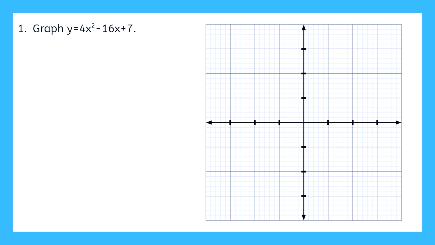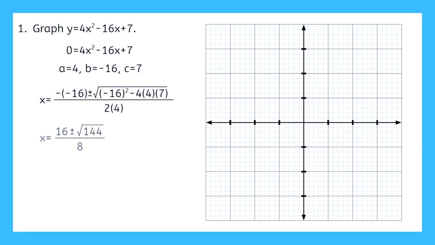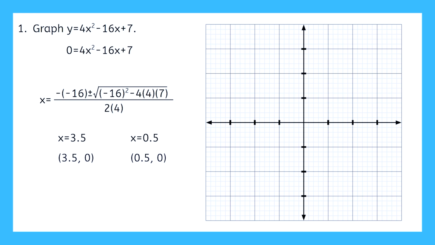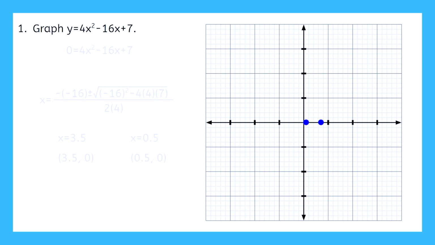To find my vertex, I started by substituting 0 for y and solving to get the x coordinates. I solved using the quadratic formula this time to get that when y is 0, x is 3.5 or 0.5, giving us these 2 points, which I'll go ahead and plot. The axis of symmetry has to be halfway between these 2 points. By counting or finding the average of the x coordinates, I could tell that the axis of symmetry is going to be between them at x equals 2.